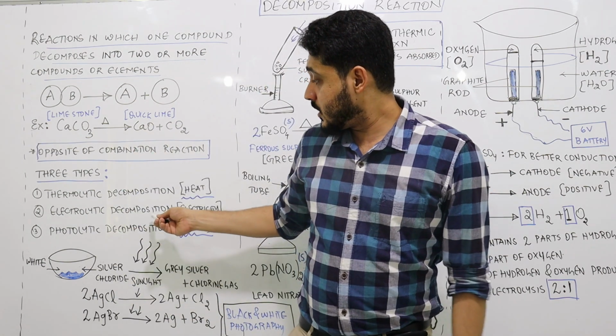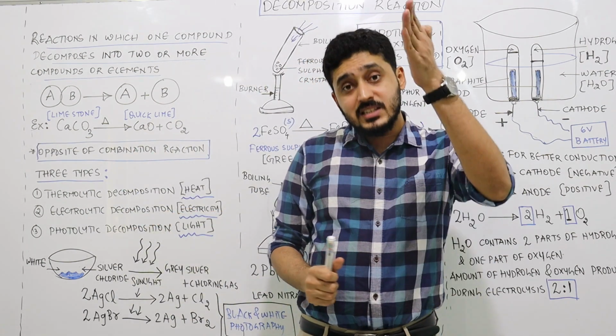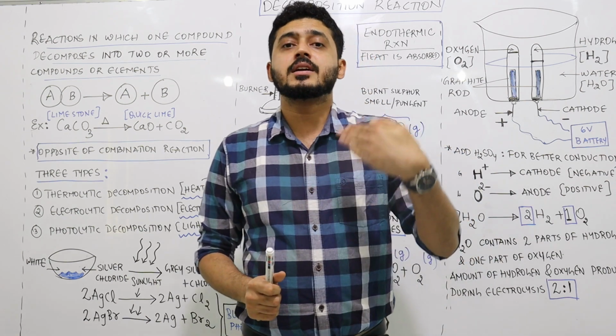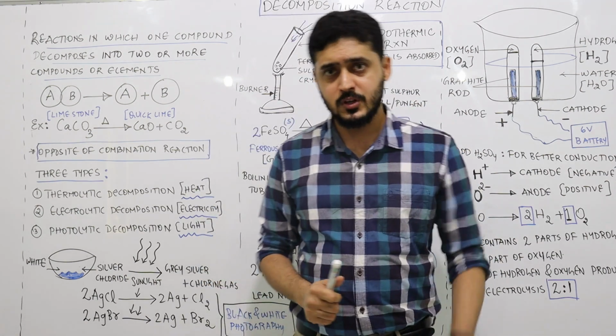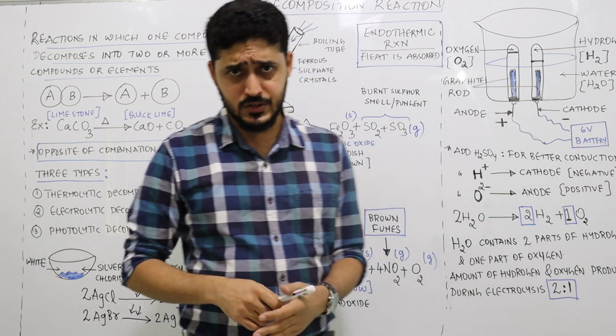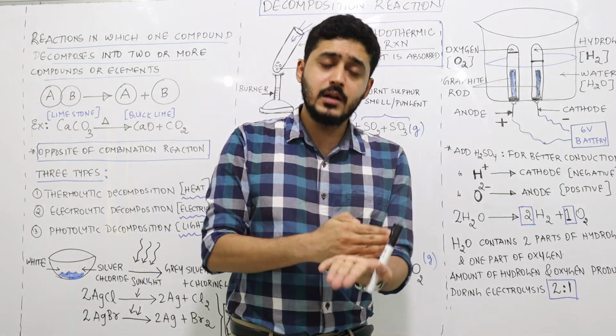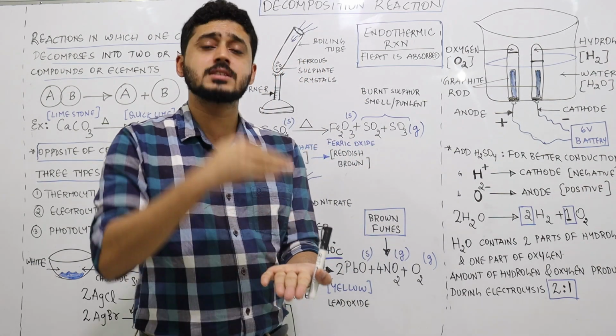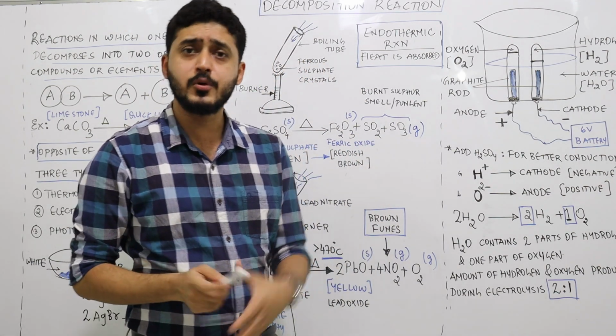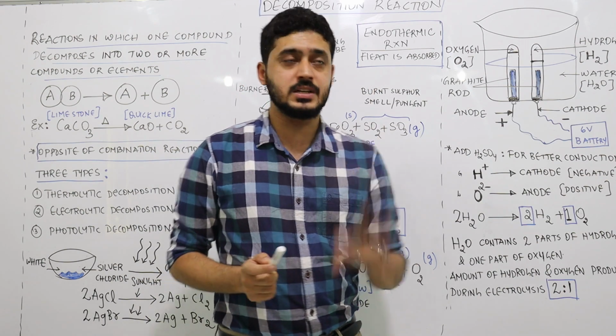So while discussing this electrolytic decomposition, electricity is used to break down a reactant into multiple products. You might have understood. Yes, electrolytic decomposition means using electricity, a single reactant is getting decomposed into two or more products, and the energy used is electricity.